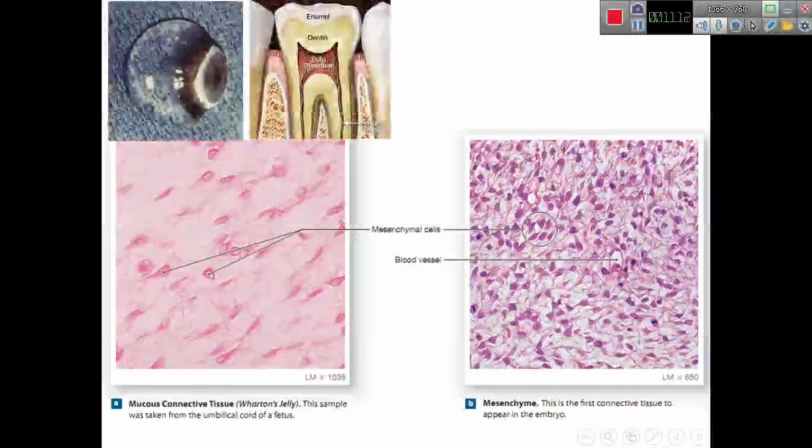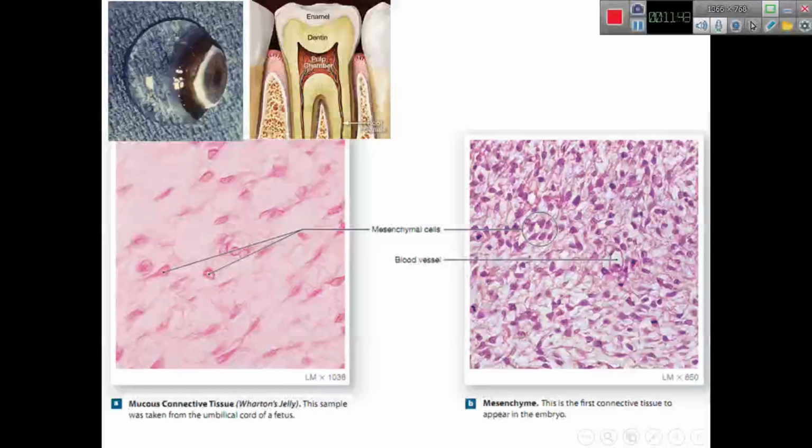We can see a mucous connective tissue in the vitreous chamber of our eyes, or vitreous humor. You can see it's very like jelly in our eye. And also the pulp chamber of young teeth has this kind of connective tissue in this cavity.